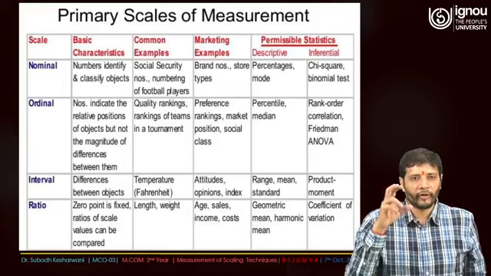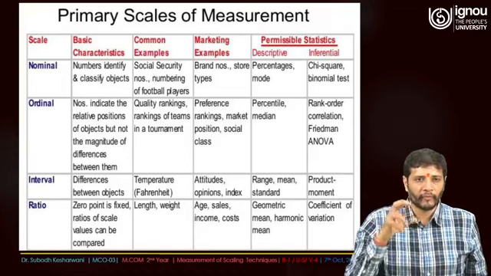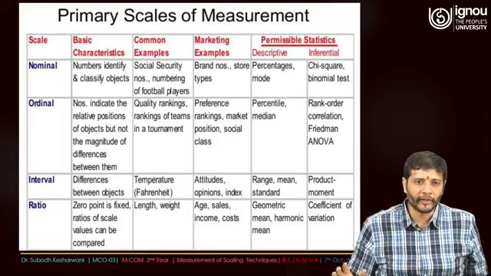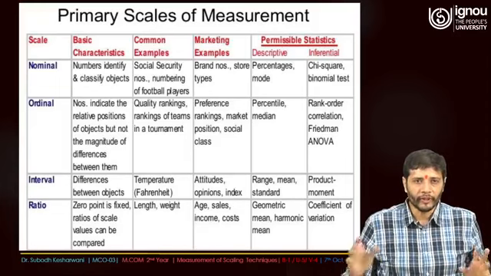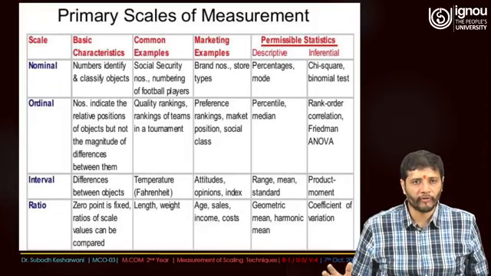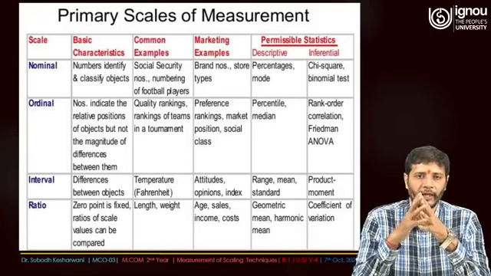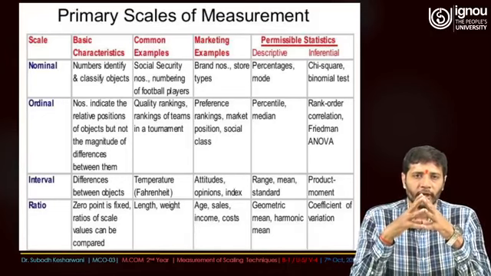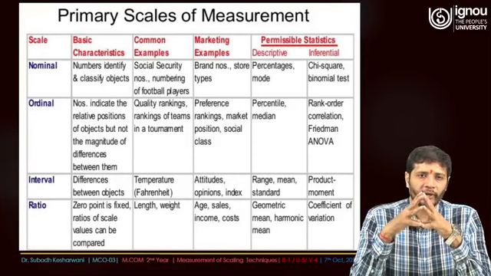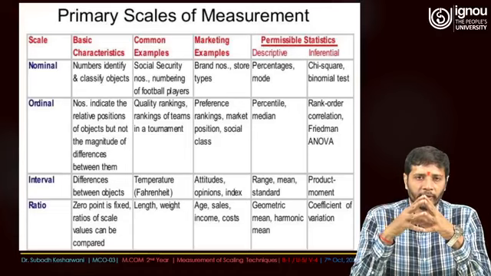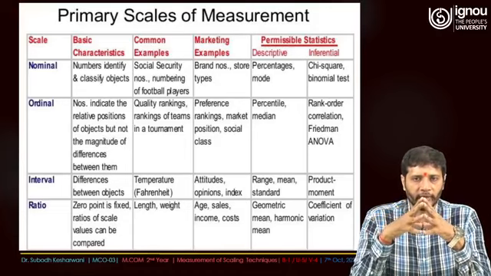And when you are going to talk about the ordinal, numbers indicate the relative positions of objects, but not the magnitude of the difference between them. This is one of the basic characteristics of the ordinal, and the common example is quality rankings of the teams in a tournament. And when you are going to talk about marketing examples, it could be preference ranking, market position, social class. So what I mean to say is that when you are going to talk about the ordinal, the permissible descriptive statistics which you are going to use is the percentile or median.